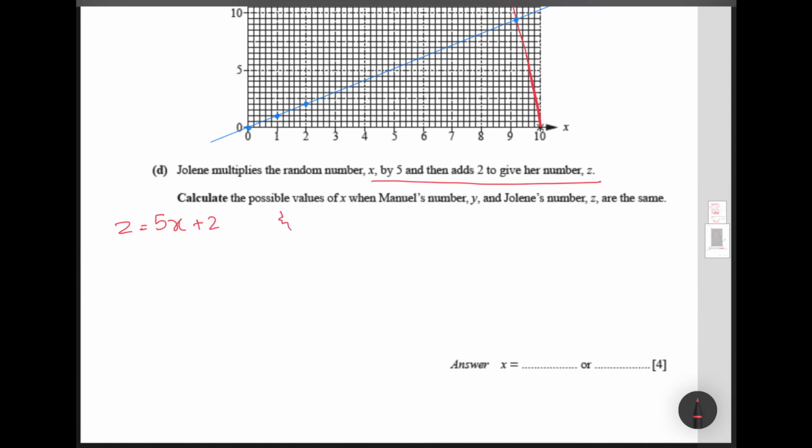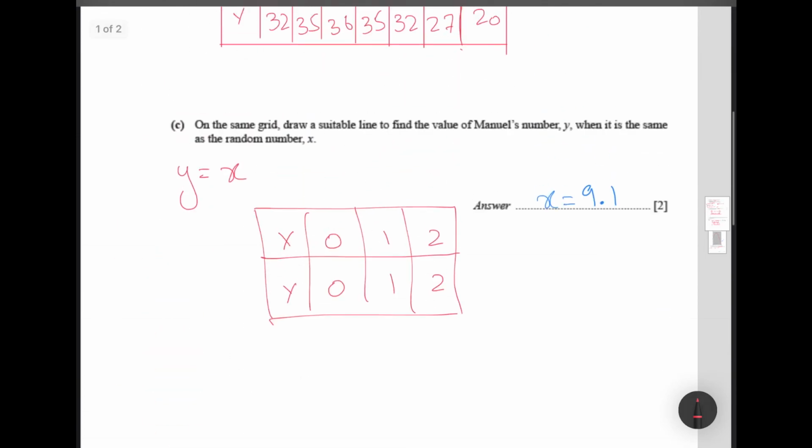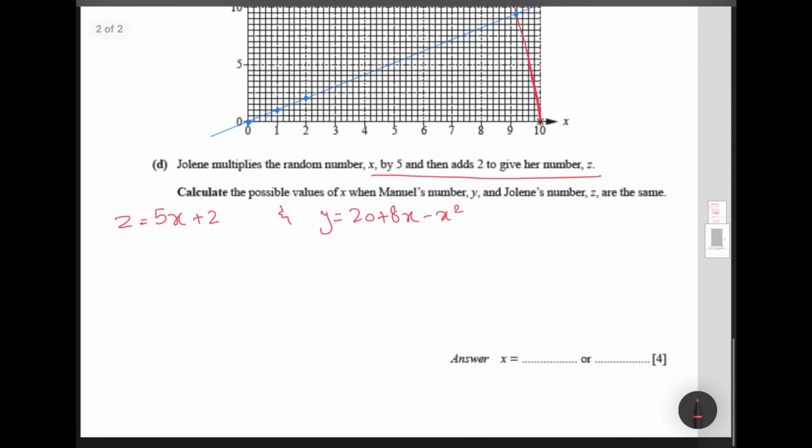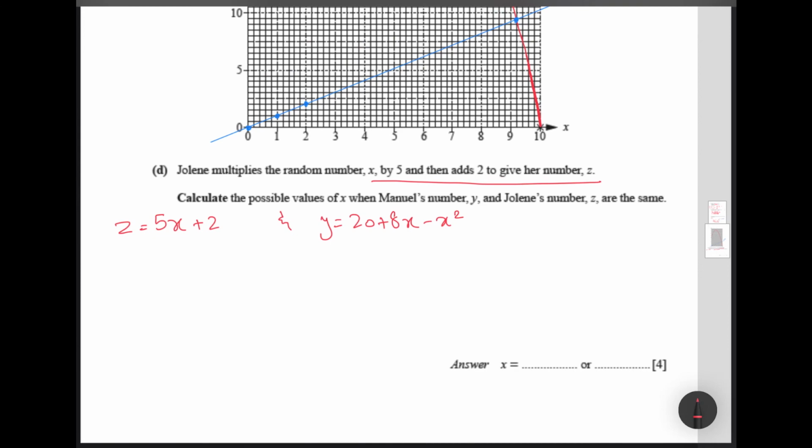And the other equation that we have is the equation of the curve, which is y equal to 20 plus 8x minus x square, as it is mentioned over here in the question. Okay, what they've asked us to do is solve these equations simultaneously, because we need to find the values of x, or the roots, because they mention in the question that these two lines intersect. Okay, so we set these equal to each other. So we do 5x plus 2 equal to 20 plus 8x minus x square. Then we bring everything to one side.